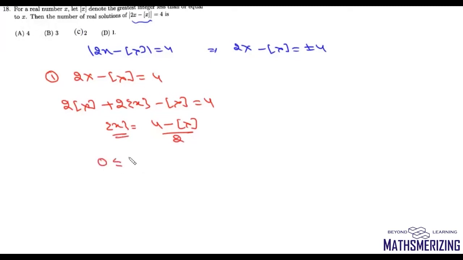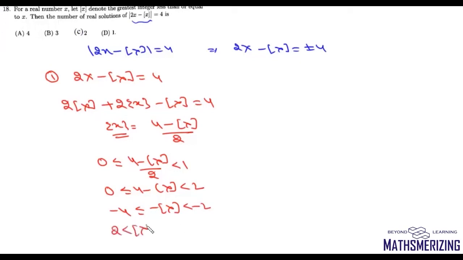So we'll write 0 less than or equal to 4 minus greatest integer function of x upon 2, less than 1. So it'll be 0, and then 4 minus greatest integer function of x is less than 2, we'll get minus 4, and then greatest integer function of x is greater than 2. So greatest integer function of x should be greater than 2 but less than or equal to 4. So greatest integer function can only take integral values. So the only integral values possible in this case are 3 or 4. Now we'll take greatest integer function of x as 3.